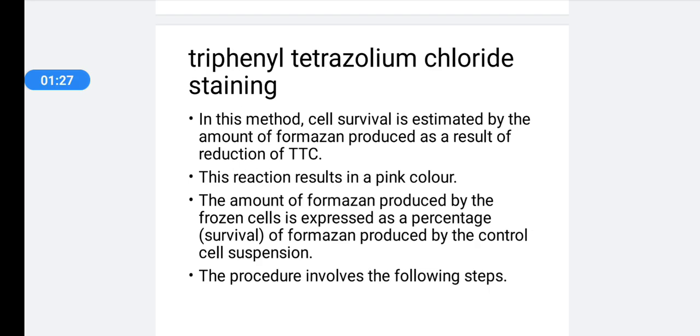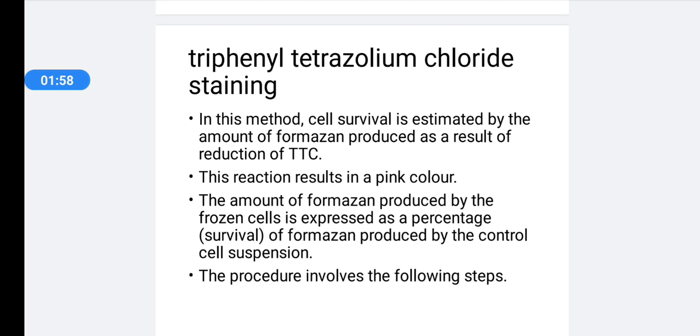Here mainly we will be discussing the TTC staining, that is triphenyl tetrazolium chloride staining. Here the cell survival is estimated by the amount of formazan produced as a result of the reduction of TTC. This will result in a pink color. The amount of formazan produced by the frozen cells is expressed as a percentage or survival of the formazan produced by the control cell suspension.